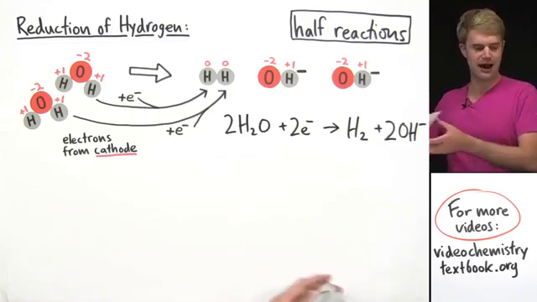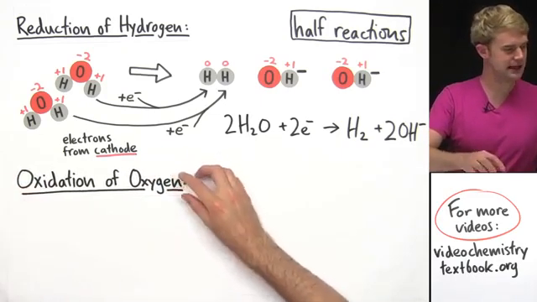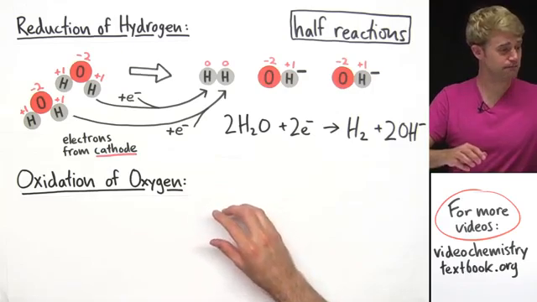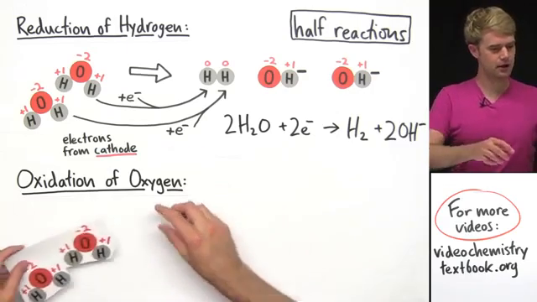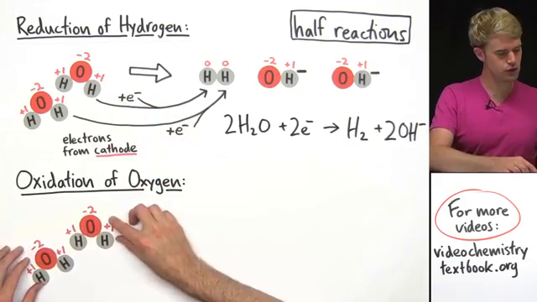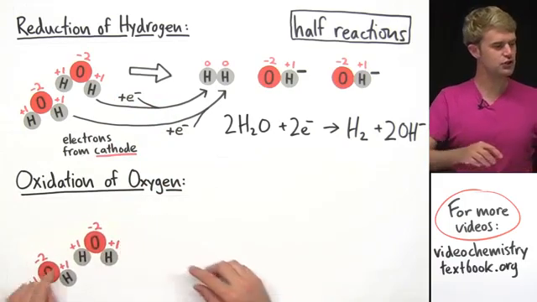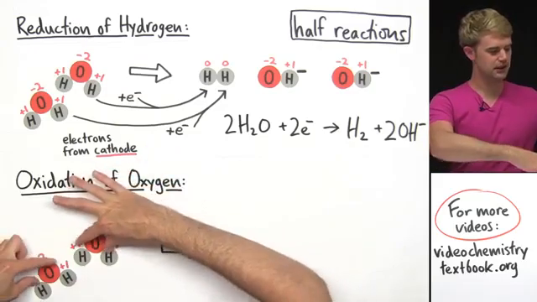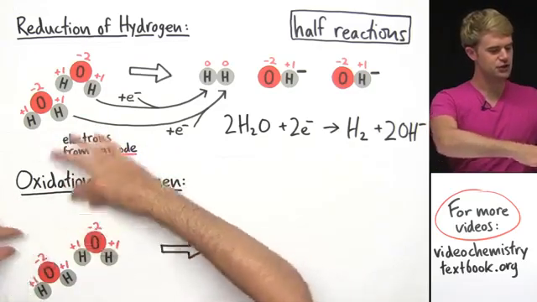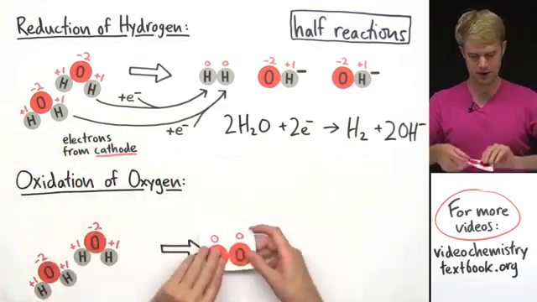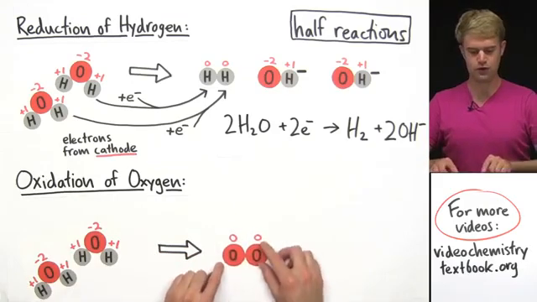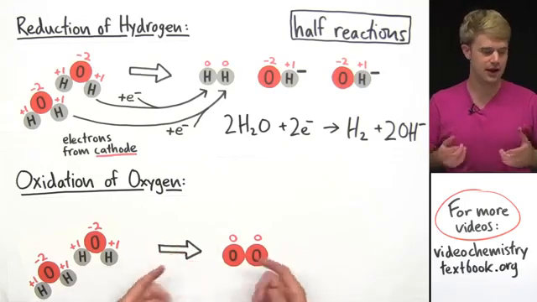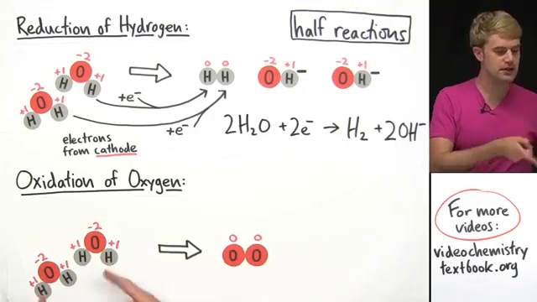Now let's take a look at the half reaction for the oxidation of oxygen, okay? Just like up here, we start with 2 molecules of H2O. And for the oxidation of oxygen, it's going to be like we pull off these 2 oxygen atoms to make a molecule of O2, oxygen gas. Now, how about the electrons in this case?